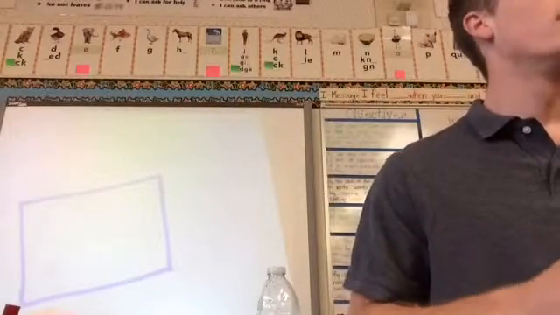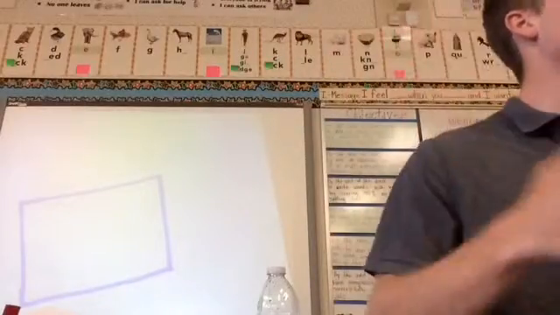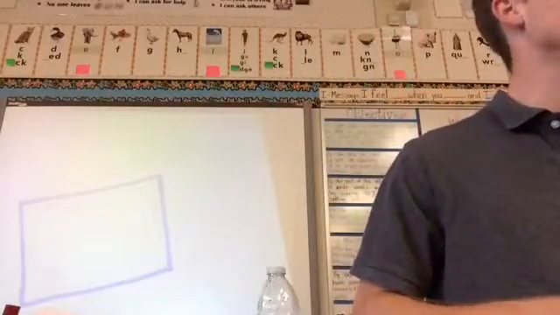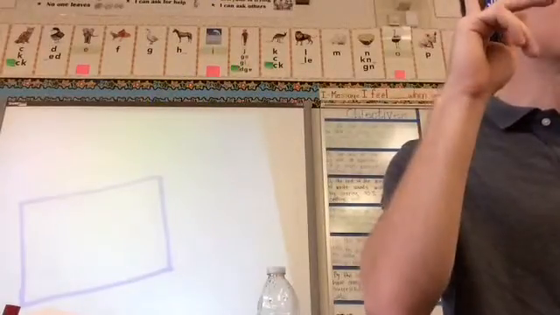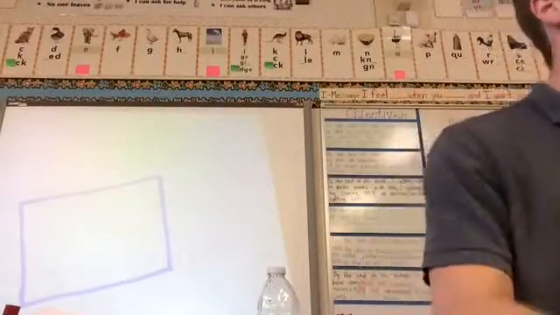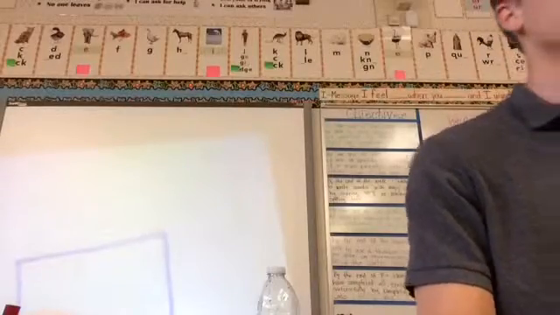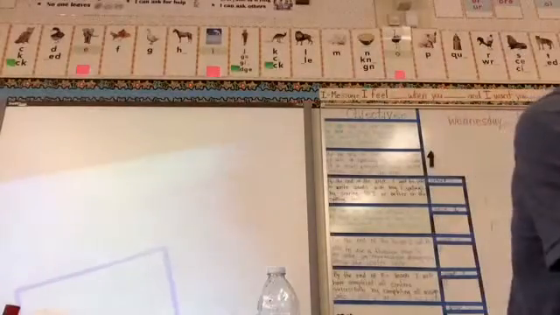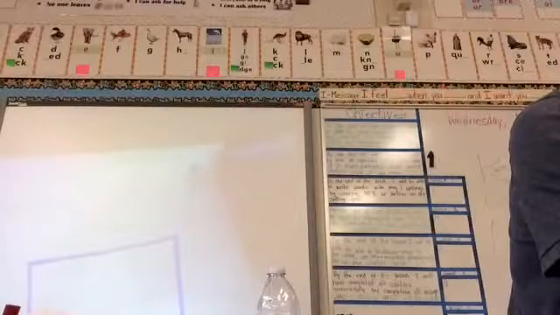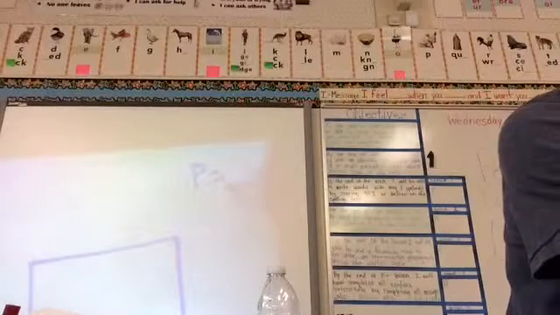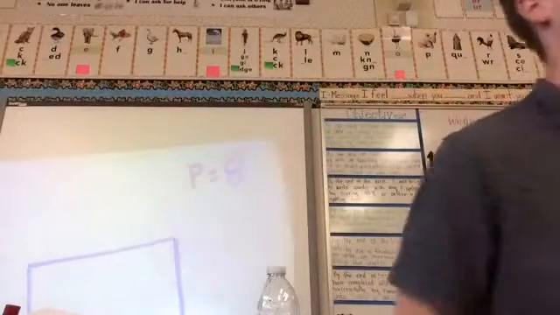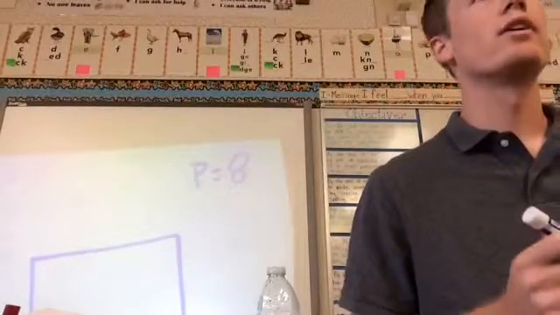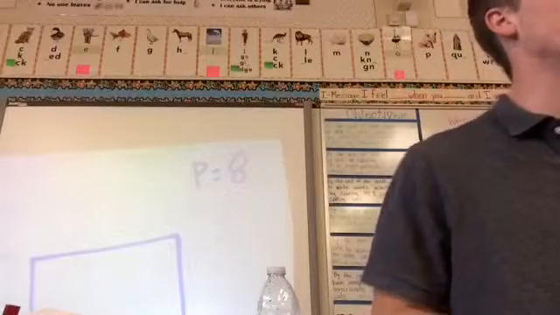And now, remember the lesson a couple weeks ago? I would give you guys the side lengths and I'd have you add them all up to give me the perimeter. But now what I'm going to do is, I'm just going to tell us what the perimeter is and you guys have to pick the side lengths. So I'm going to say our perimeter, Nathaniel, let's keep it quiet. I'm going to say our perimeter is 8. If my perimeter is 8, what are the lengths of each of my sides?